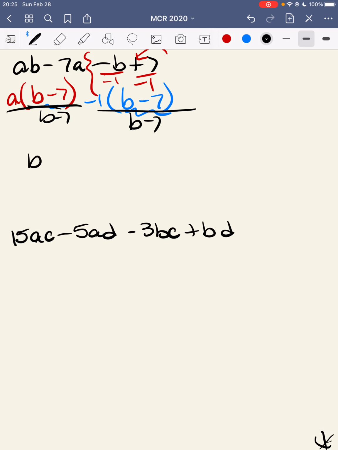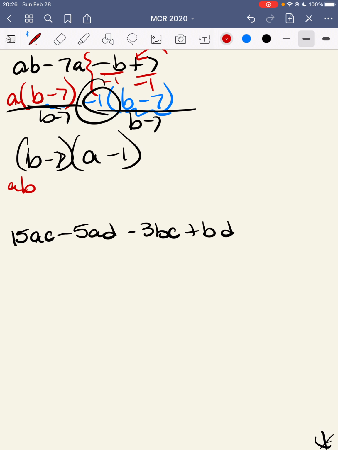And I'm left with B minus 7. Give it a set of parentheses. And the leftovers go in a set of parentheses, so I have A minus 1 from me only factoring out a negative 1. And if I go ahead and FOIL this out, I'm left with AB minus B minus 7A plus 7. And as long as I have all the pieces here, I am good to go. It should match this.